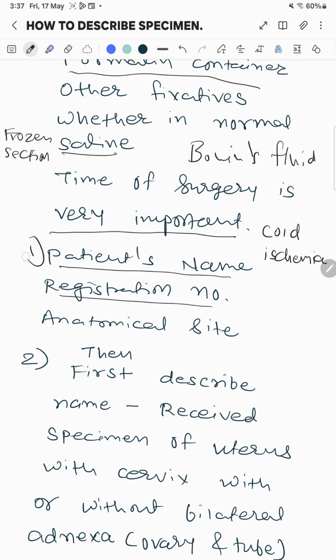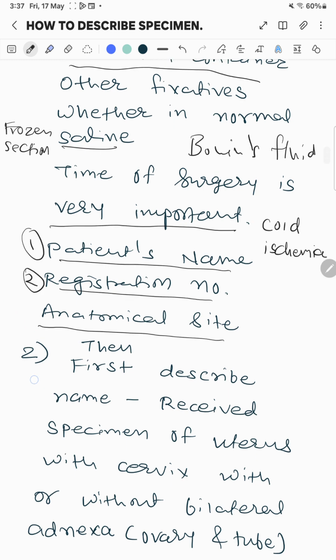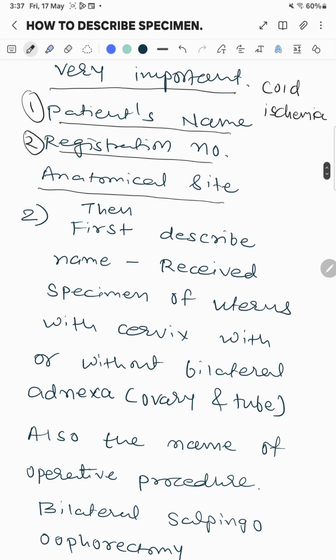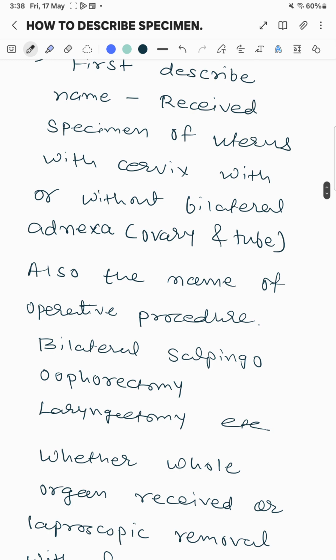You should identify the specimen by at least two markers. One is the patient's name and the second is the registration number. You have to identify the anatomical site along with the gross specimen. Then when you do the grossing, describe the specimen as: we have received a specimen of uterus with cervix with bilateral adnexa, or if it is without bilateral adnexa, that is both ovary and tube from both sides of the patient.